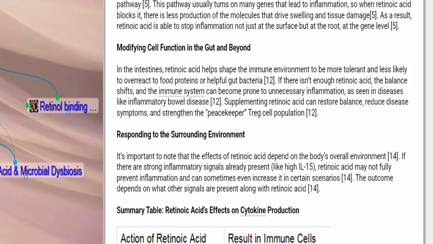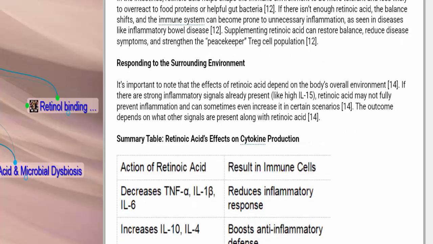They also directly block inflammatory pathways. At a deeper level, retinoic acid can block major inflammation pathways inside cells, like NF-kappa B. Its pathway usually turns on many genes that lead to inflammation. So when retinoic acid blocks it, there's less production of the molecules that drive swelling and tissue damage. As a result, retinoic acid is able to stop inflammation, not just at the surface, but at the root, at the gene level.